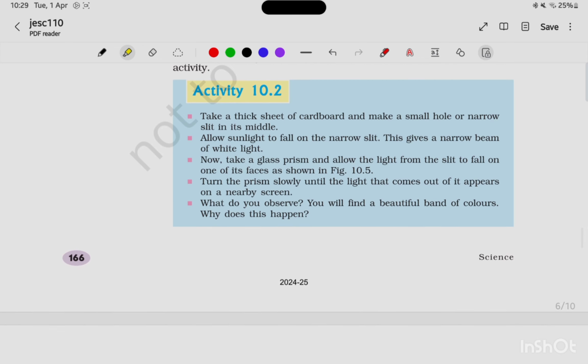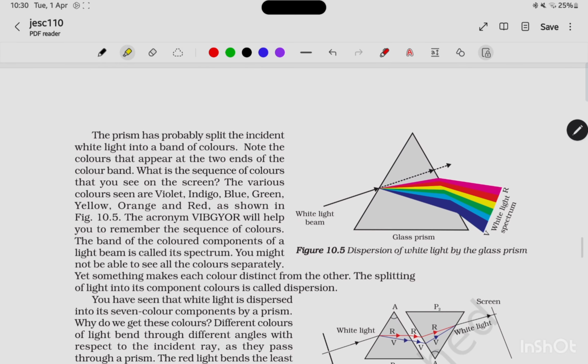So, activity 10.2. Take a thick sheet of cardboard and make a small hole or narrow slit in the middle. Allow the sunlight to fall on the narrow slit. This gives a narrow beam of white light. Now take a glass prism and allow the light from the slit to fall on one of its surfaces as shown in figure 10.5. This is figure 10.5.